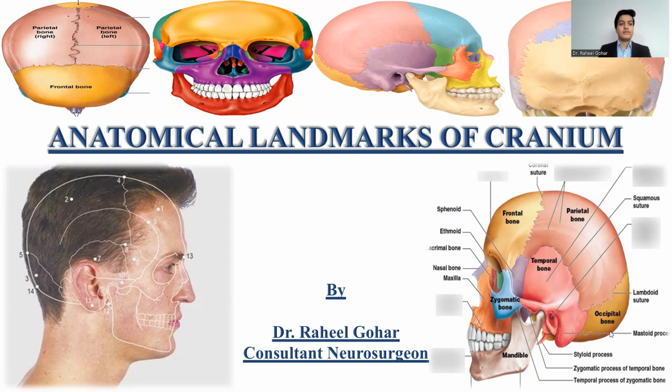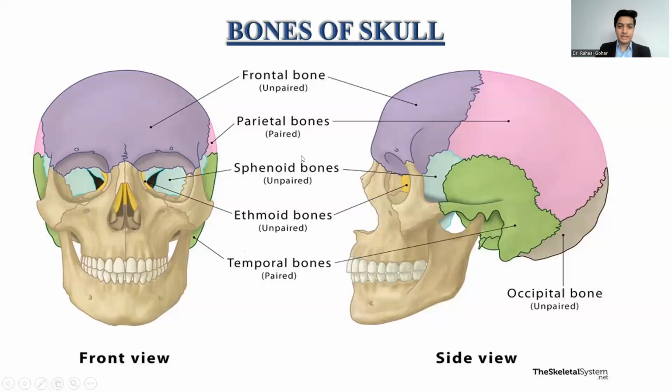So today we are going to discuss the anatomical landmarks of the cranium, or we can call them the craniometric points. These are very important in terms of your theory as well as for practical purposes, because we are going to use these landmarks to identify some of the points which we are going to use during surgical procedures. So let's begin with the normal anatomy.